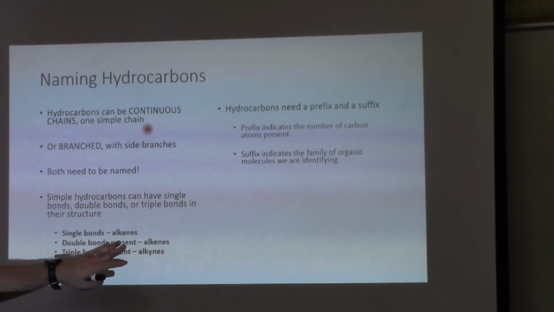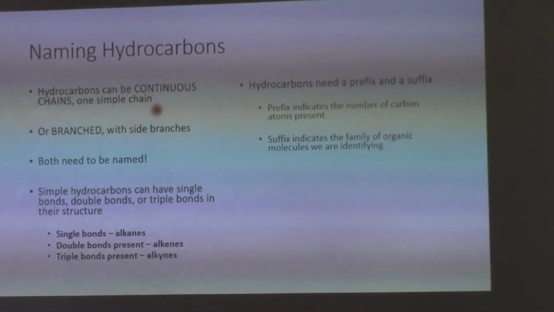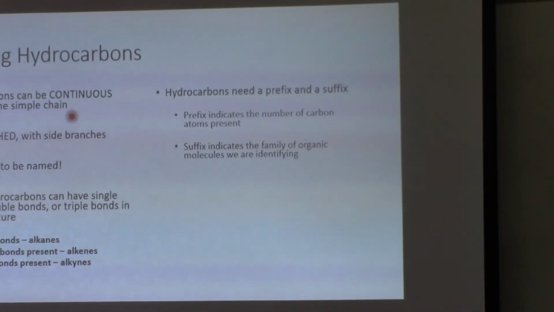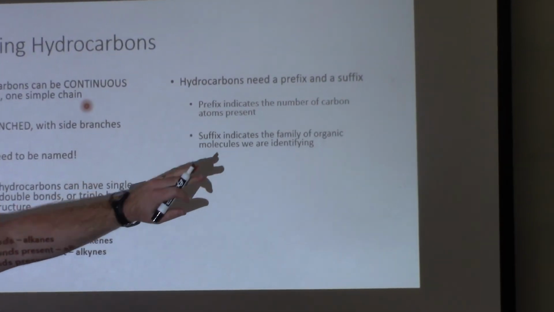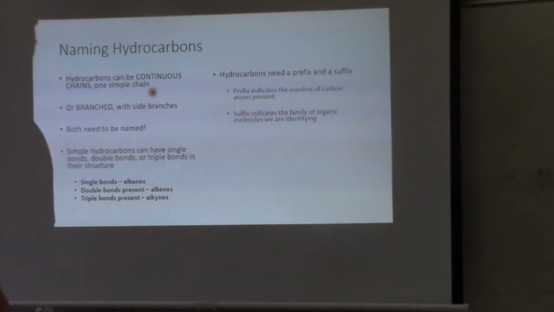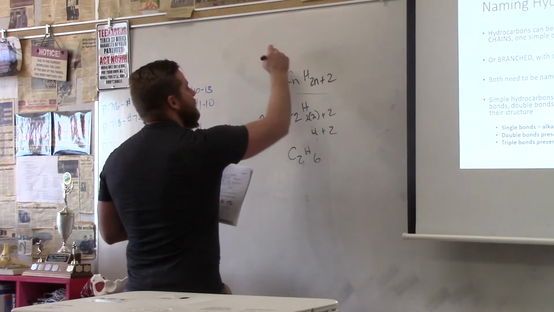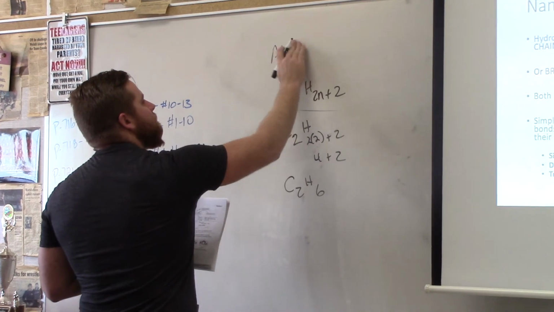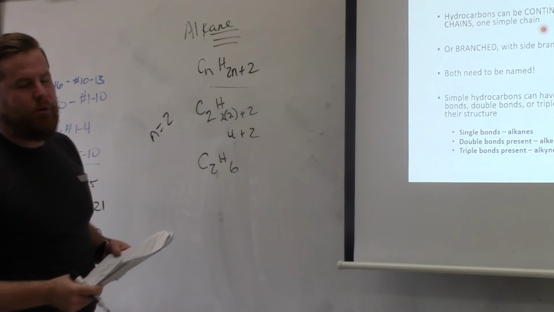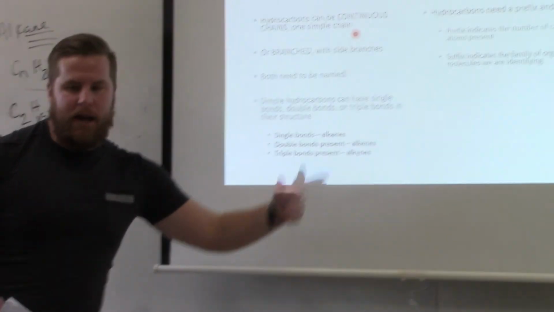So alkanes have single bonds. If you have alkenes, they have double bonds, and alkynes have triple bonds. Hydrocarbons need a prefix and suffix. The prefix indicates the number of carbon atoms present, and the suffix indicates the family of organic molecules we're identifying. So the end part, so if I look at this is an alkane. Right? The suffix itself tells me what type of molecule it is. So ANE would be single bond, ENE is double bond, YNE is triple bond.